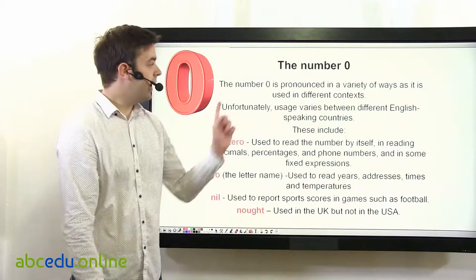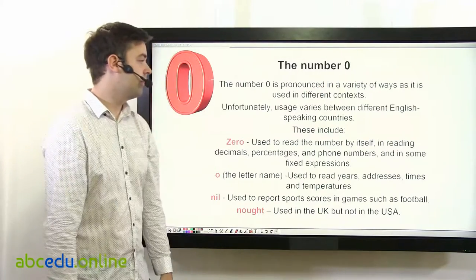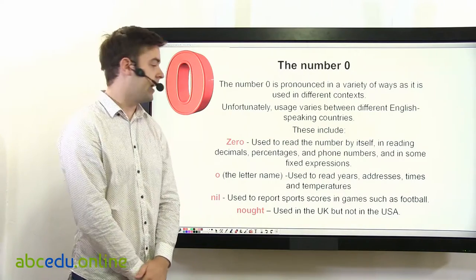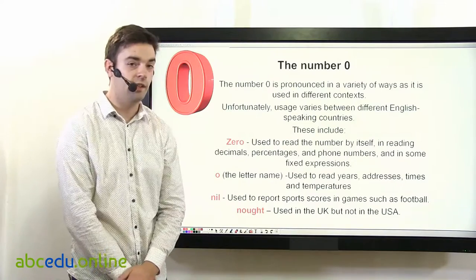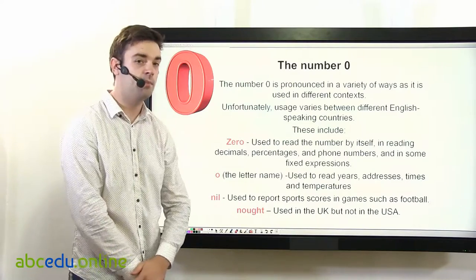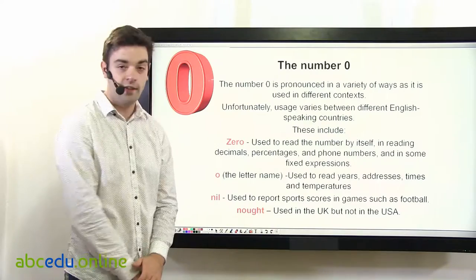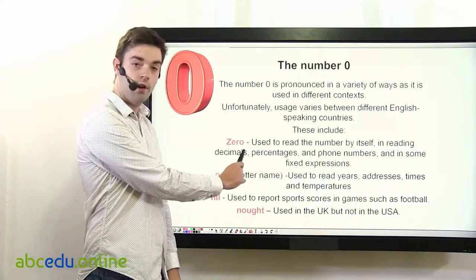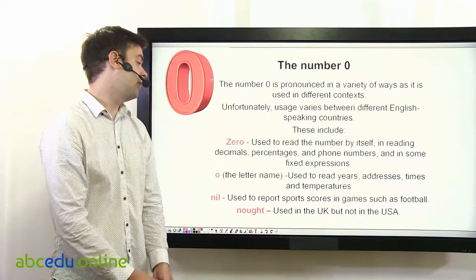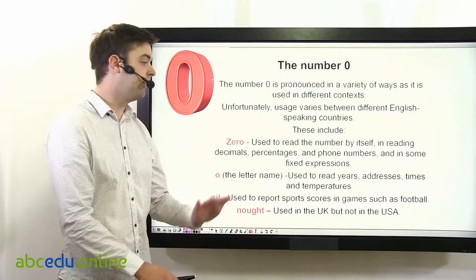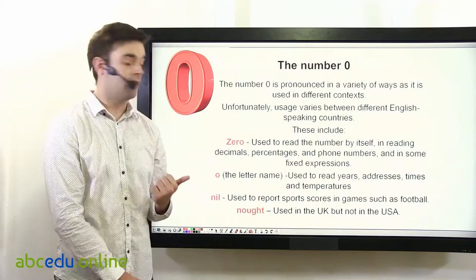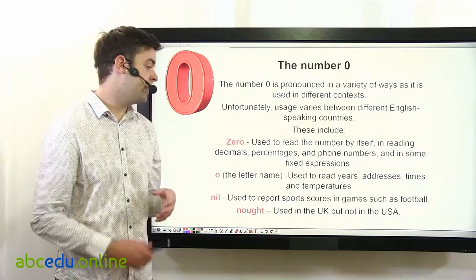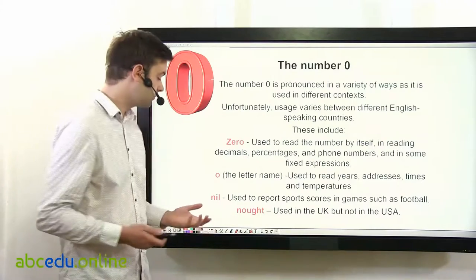Before 1, we have the number 0. It's pronounced in a variety of different ways for different contexts. Unfortunately, usage varies between different English-speaking countries. So these include zero, and that's used when you read the number by itself, when you're using decimal points, percentages, and phone numbers, and in some fixed expressions.